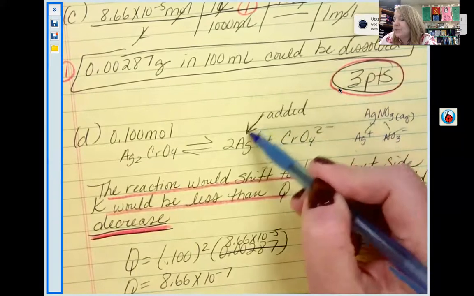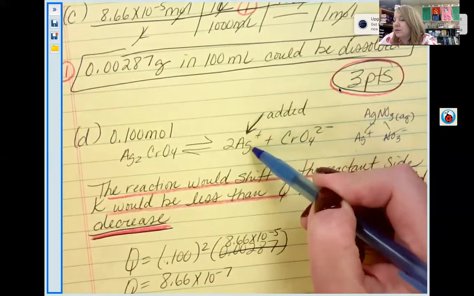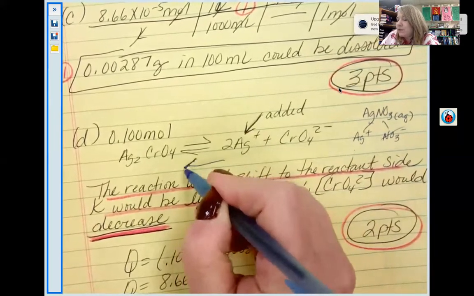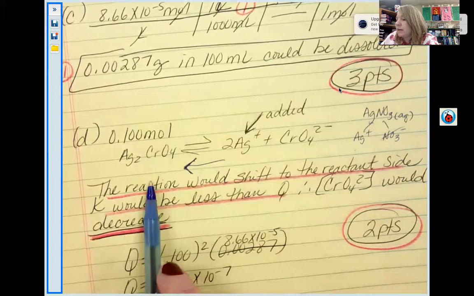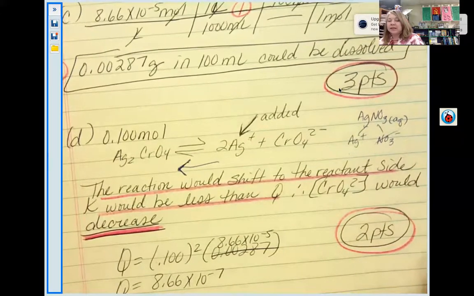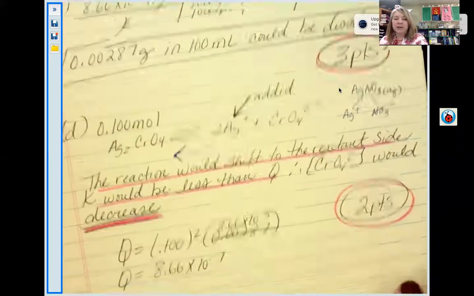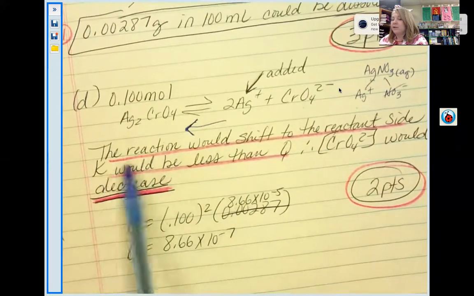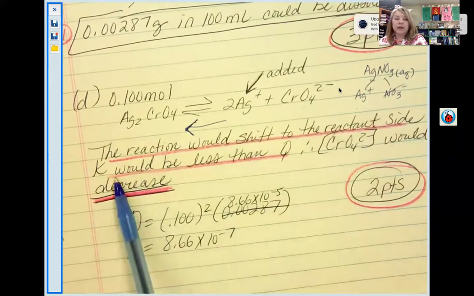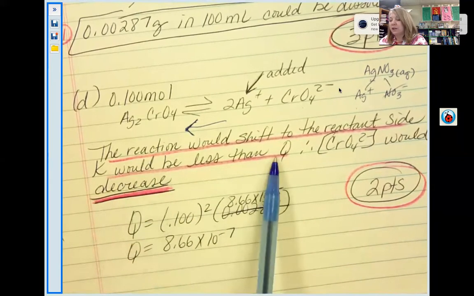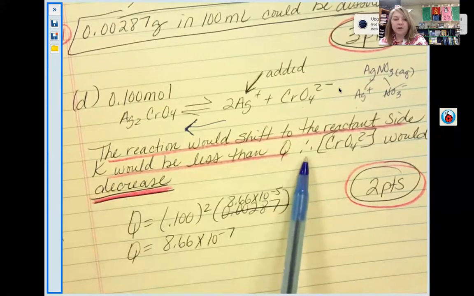So you added some more silver ions to the solution. The reaction is going to shift to the left. So as it shifts to the left, that means this stuff, the chromate ion, is going to go down. All right? And you could have said a couple of things here. You could have actually done a little calculation because they gave you a number. Or you simply could have stated the reaction would shift to the reactant side, or to the left. And here's another little statement you could have added. K would be less than Q. Therefore, the chromate would decrease.